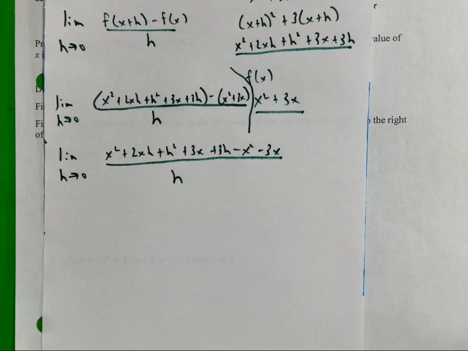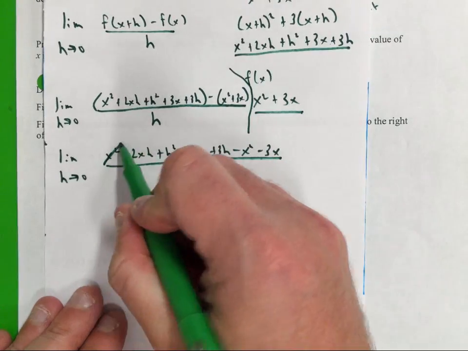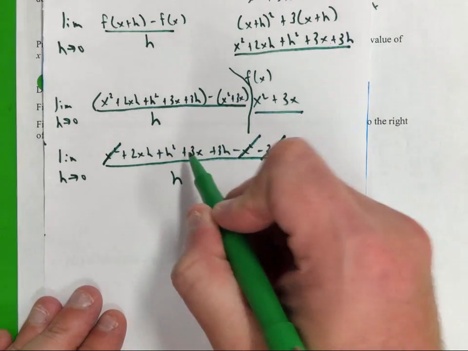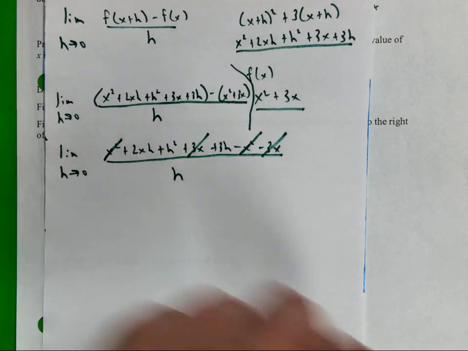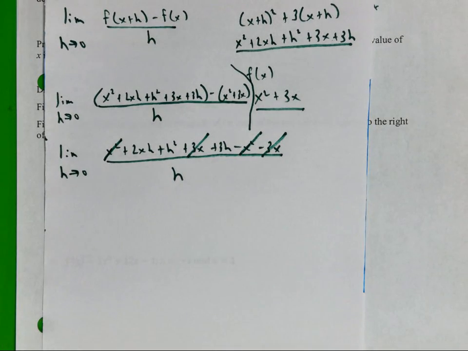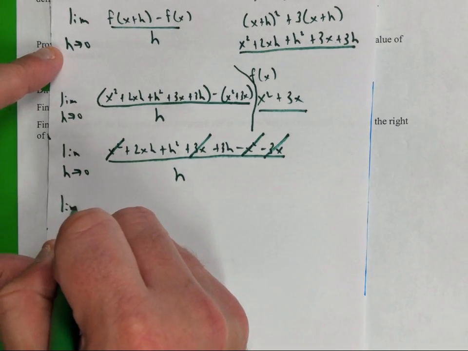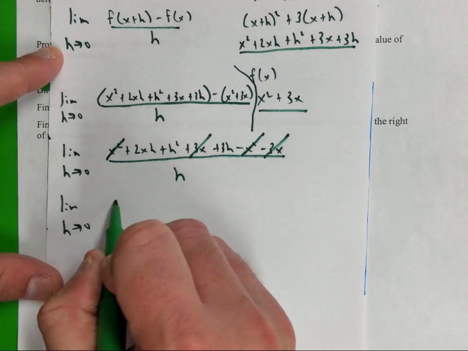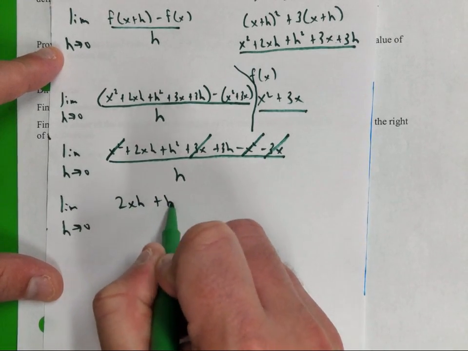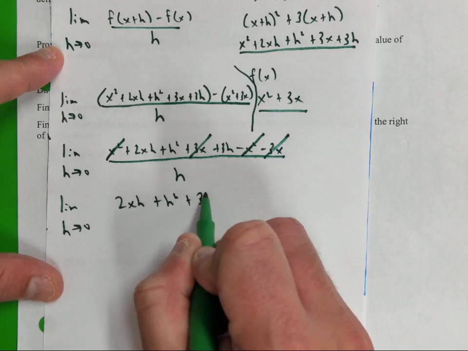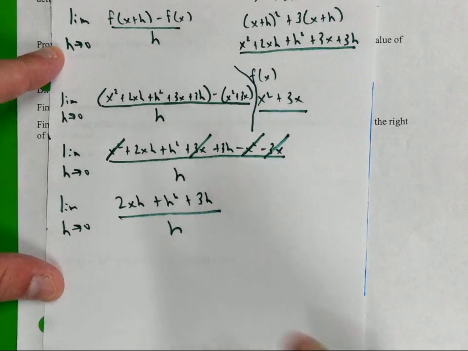Can you cancel some stuff out? Boom, boom, boom, boom. At that point, guys, of this problem, everything that doesn't have an h should cancel out. If not, then you did something wrong. Did you notice all those didn't have an h? So you're left with the limit as h goes to 0 of 2xh plus h squared plus 3h over h.